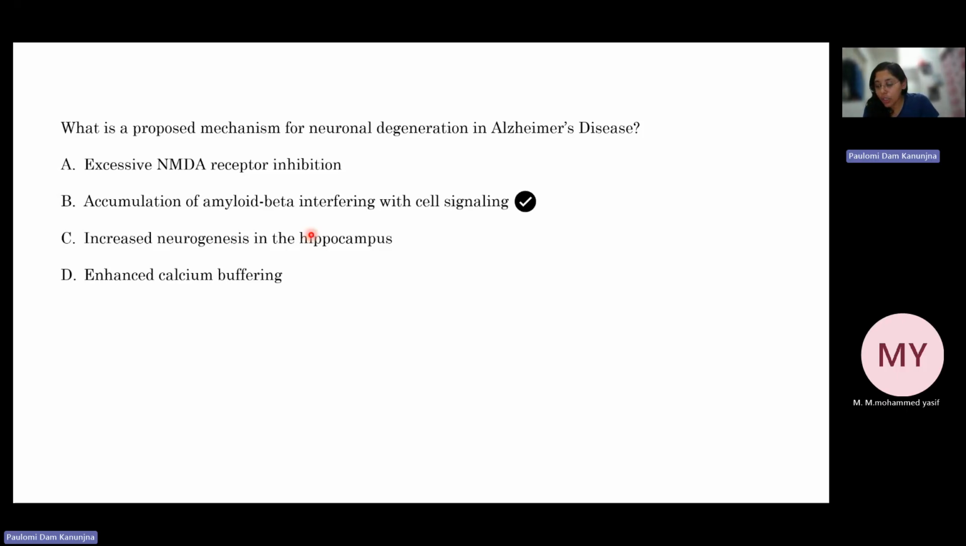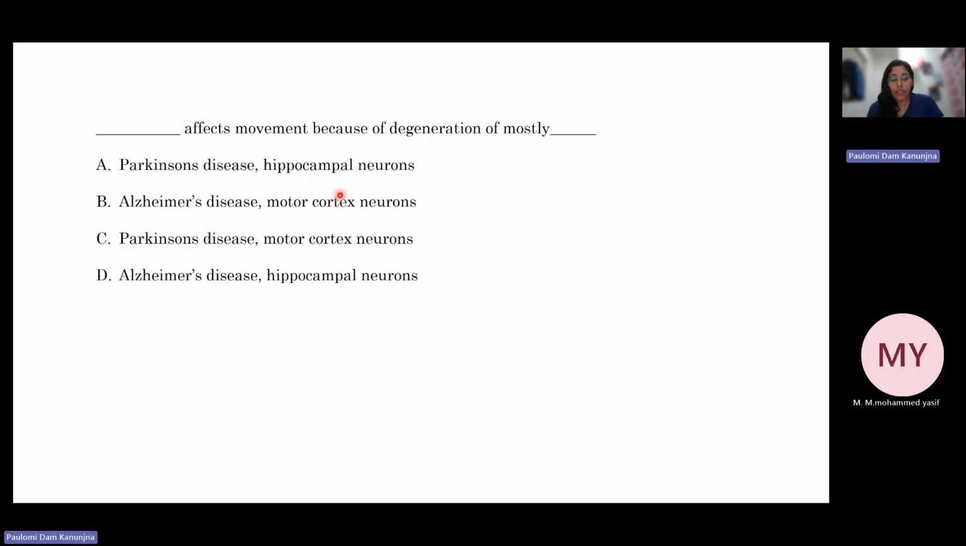Now, the other options that are here: NMDA receptor, excessive receptor inhibition. Well, that's not the case. There is overactivation, you don't have neurogenesis, and you don't have calcium buffering. So for Alzheimer's, the most pertinent is amyloid beta interfering, and you need to remember it this way. Okay, so we have discussed Alzheimer's, and I hope all this has shown you how we identify Alzheimer's and what the associated problems with it are.